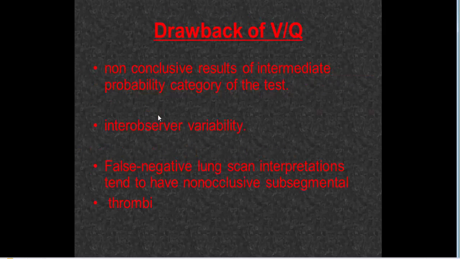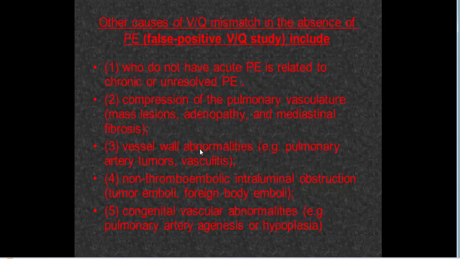Drawbacks of the ventilation perfusion study: non-conclusive results in the intermediate probability category of the test, and inter-observer variability. False negative lung scan interpretations tend to have non-occlusive subsegmental thrombi. There are other causes of ventilation perfusion mismatch in the absence of pulmonary embolism. False positive studies in those who don't have acute pulmonary embolism are related to chronic or unresolved pulmonary embolism.